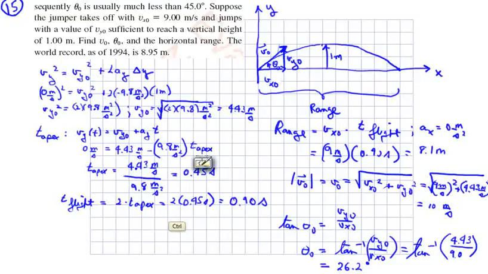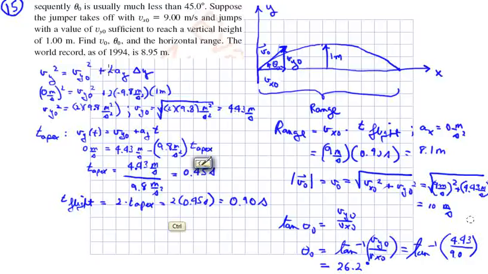This is problem 15 in chapter 3. The scenario is there's a long jumper who starts at this point right here. This is the origin for my coordinate system, y vertical, x off to the right. He launches himself at an angle theta naught with respect to the horizontal, with initial x velocity vx naught and initial y velocity vy naught. He goes to an apex height of 1 meter and has an initial x velocity of 9 meters per second. So what we want to solve here is the total initial velocity, the projection angle, and the horizontal range.